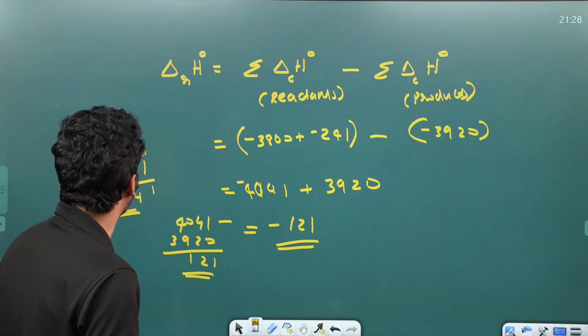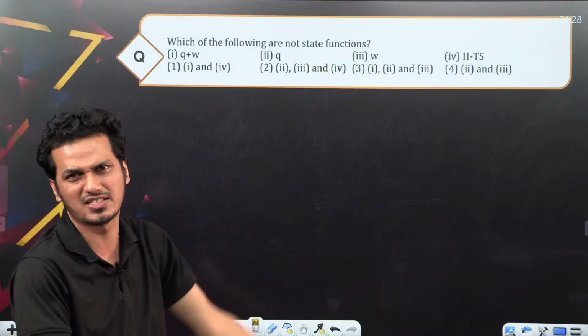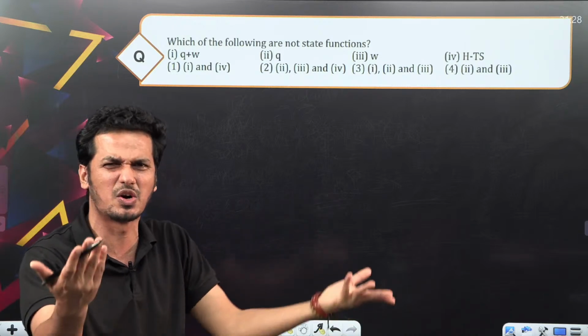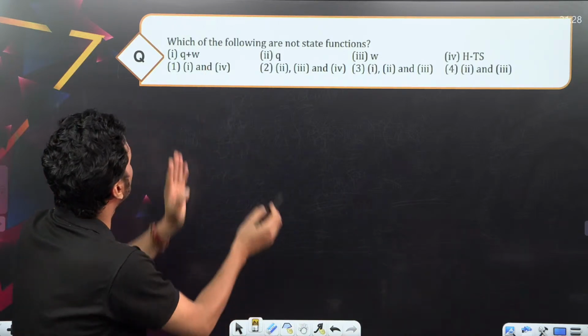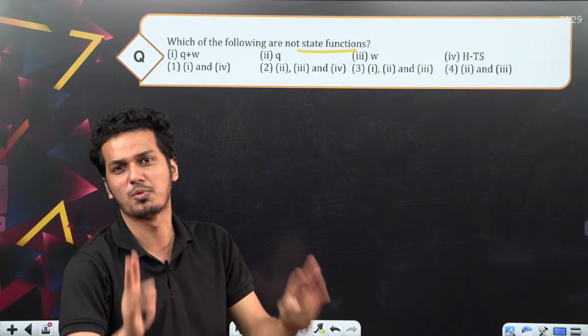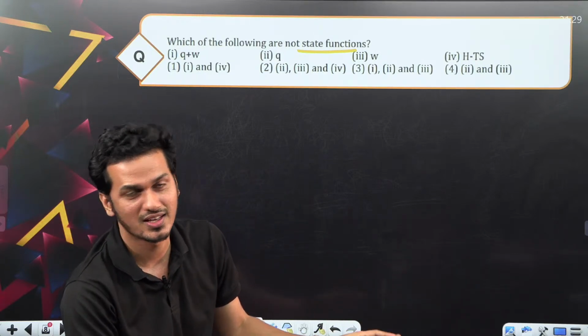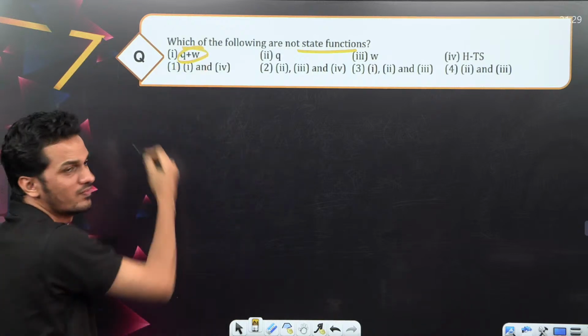This is the next question: which of the following are not state function? Easy question, simple one. Actually, you have to remember only two path functions: one is work, another is heat. What about this Q plus W?